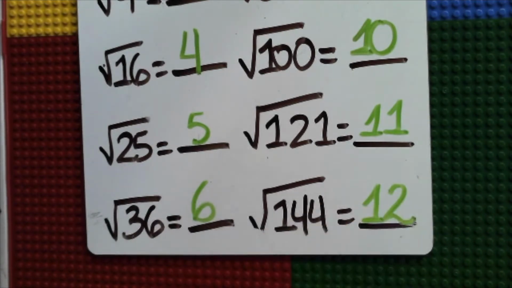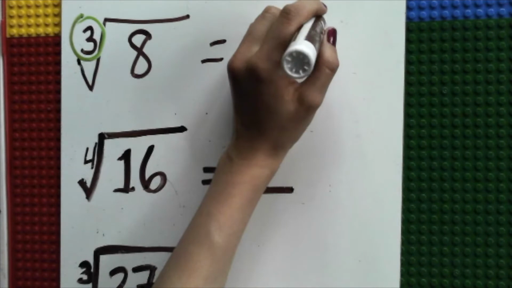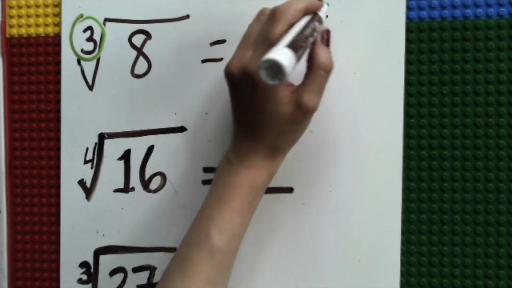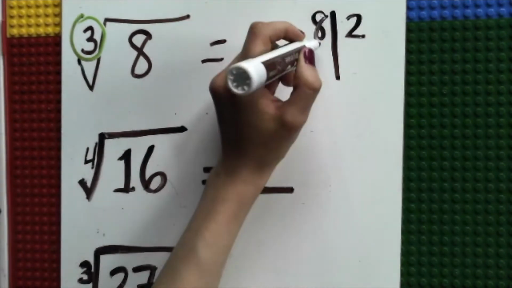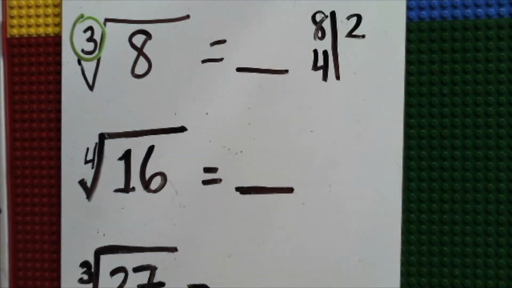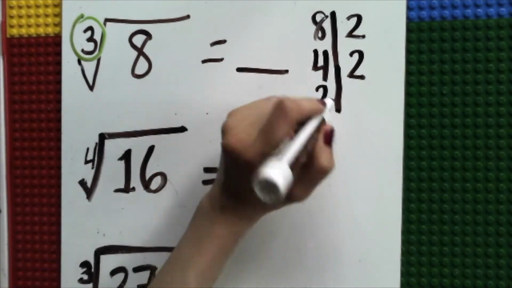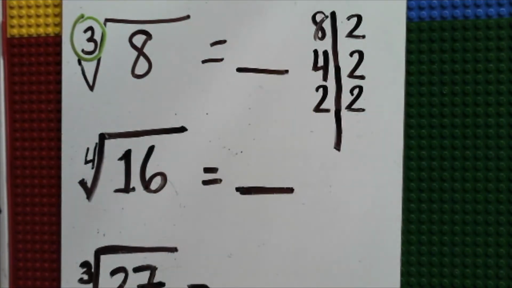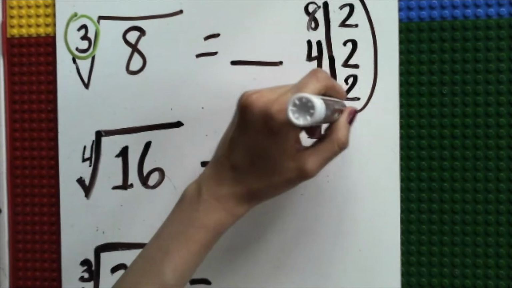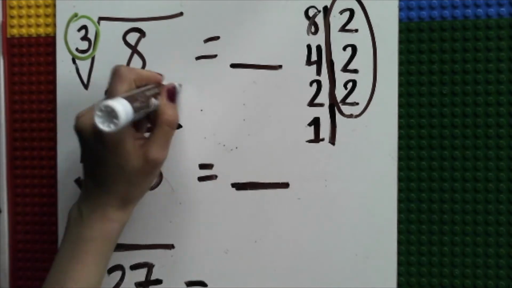Now let's talk about cubic roots, fourth roots, and other types of roots. Here I am looking for what number multiplied by itself 3 times will give me 8. So let's look for the prime factors of 8. 8 divided by 2 gives me 4. And I can then divide 4 by 2 again, and that gives me 2. 2 can be one more time divided by 2, and that gives me 1. So the prime factorization of the number 8 is 2 times 2 times 2. We have a group of 3 2's, therefore the cubic root of 8 is 2.